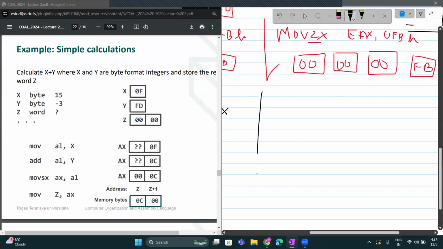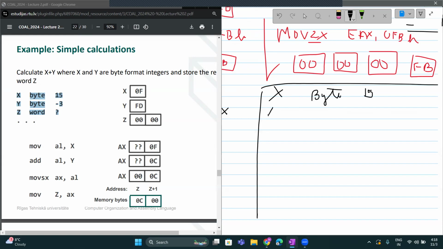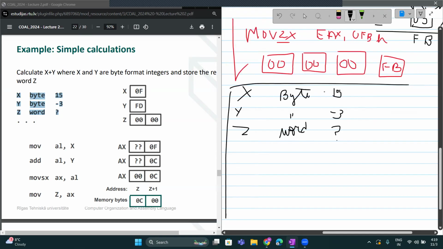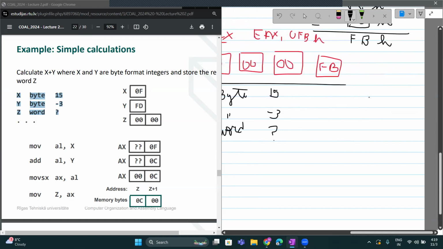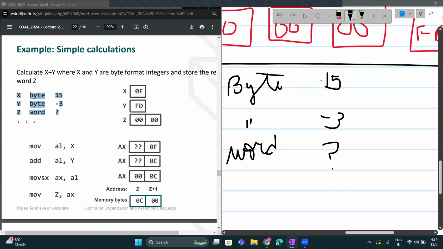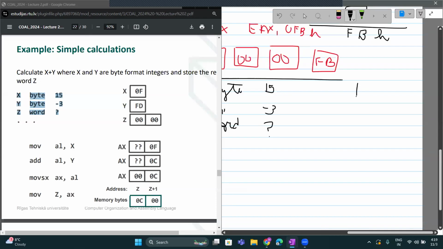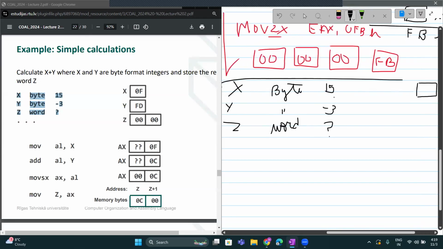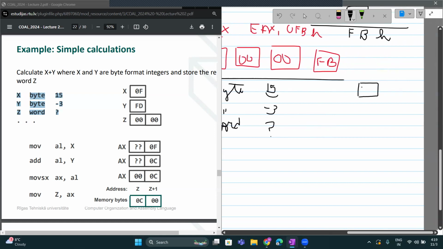Now let's try to study what is going on in this code, because that's what we will do in the midterm as well. First of all, we are declaring: X is a byte, which is 15. Y is a byte, which is -3. And Z is a word, which we don't know what it is. So how will it be? When we are declaring something, it will be saved into memory. So how will 15 be saved? 1 byte is 1 square, and 15 in terms of hexadecimal is 0F.